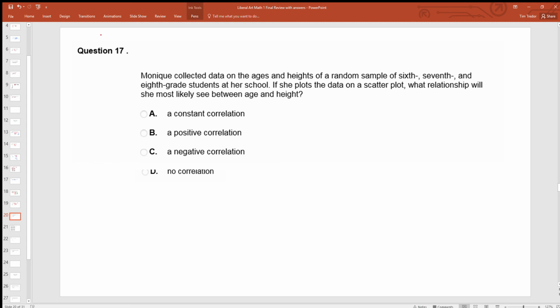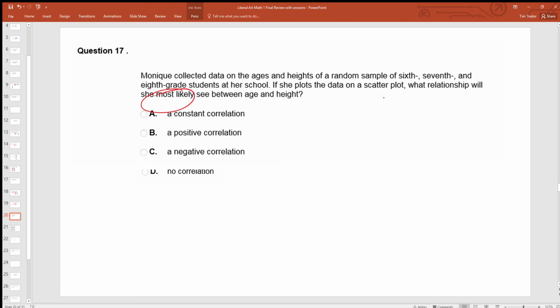Question 17. Monique collected data on the ages and heights of random samples of 6th, 7th, and 8th grade students at her school. If she plots the data on a scatter plot, what relationship will she most likely see between age and height? Well, in general, as you grow up, you grow taller.